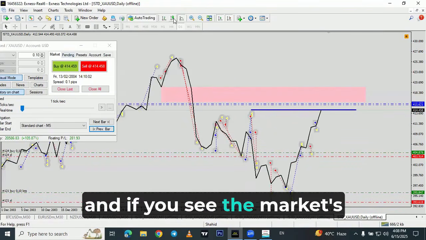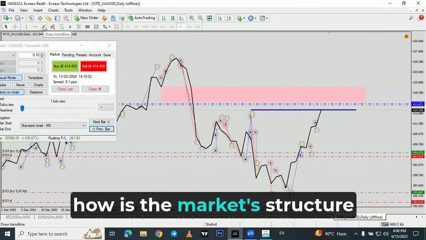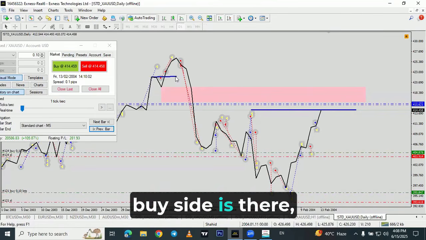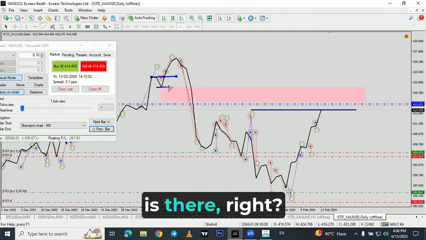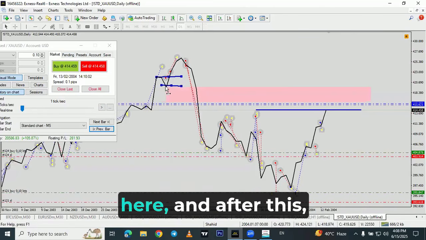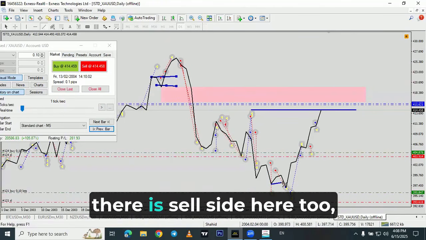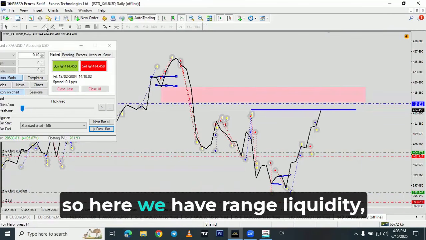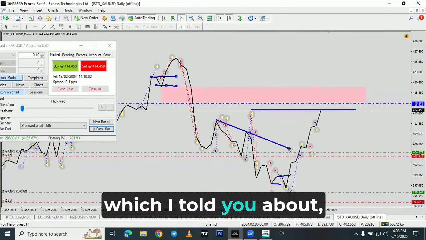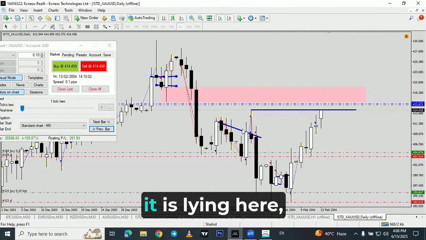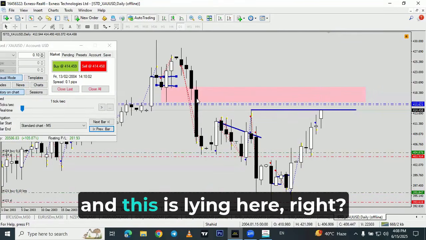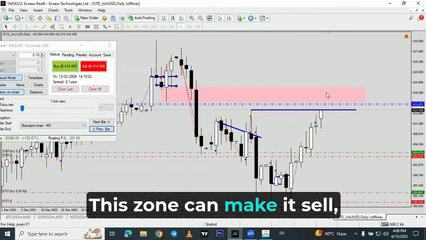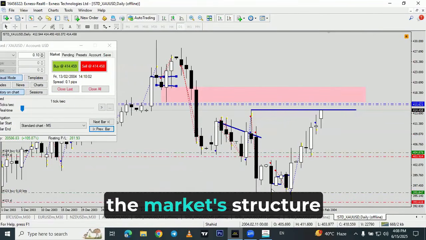And if you see the market's structure, how is the market's structure going? See here, buy side is there and sell side liquidity is there, right? Buy side and sell side are clear here, and after this if you see, there is sell side here too and buy side also has liquidity. So here we have range liquidity, which I told you about. All of it was this liquidity, it is lying here, it is lying here, and this is lying here, right? This zone can make it sell. If you see, the market structure is bullish.